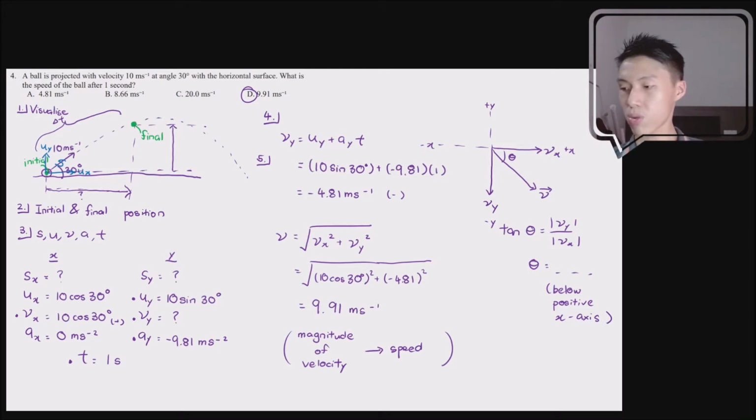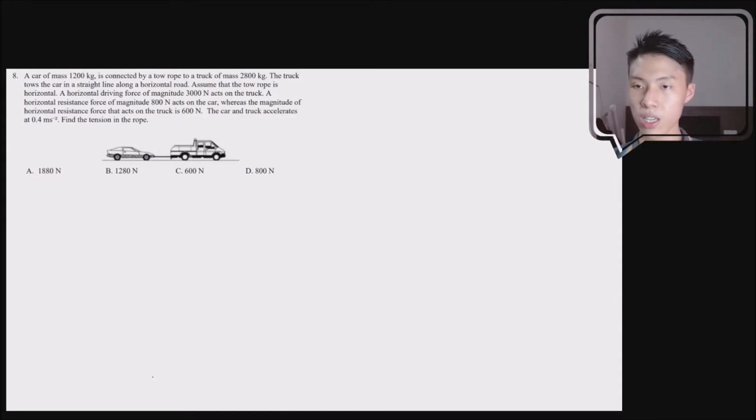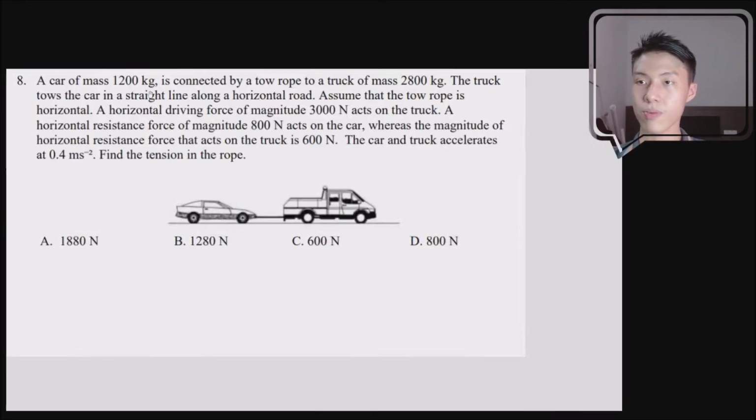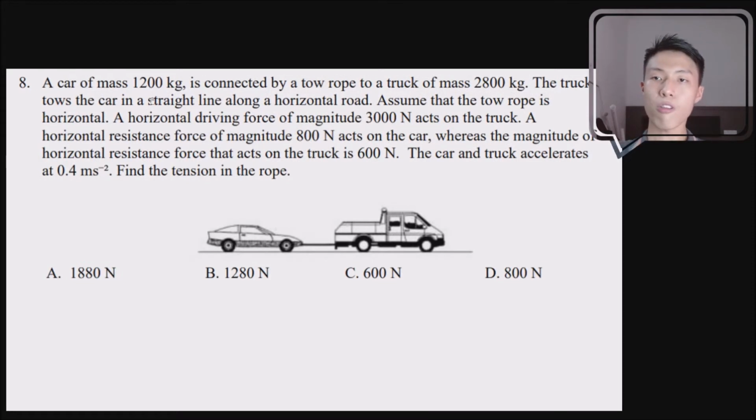Let's move on to the next question. Question 8. A car of mass 1,200 kg is connected by a tow rope to a truck of mass 2,800 kg. So this truck here has a mass of 2,800 kg, and a tow rope connects the truck to the car, which has a mass of 1,200 kg. The truck tows the car in a straight line.